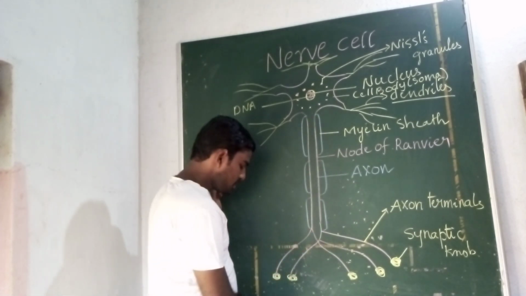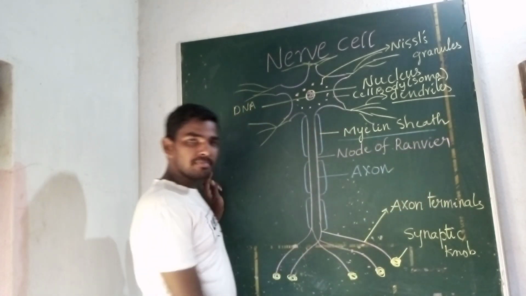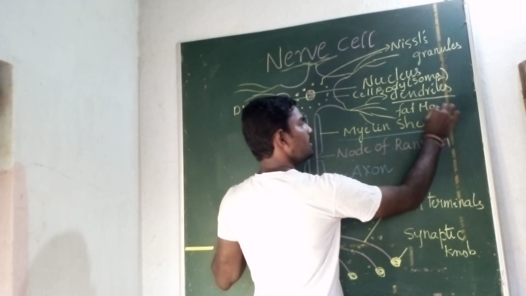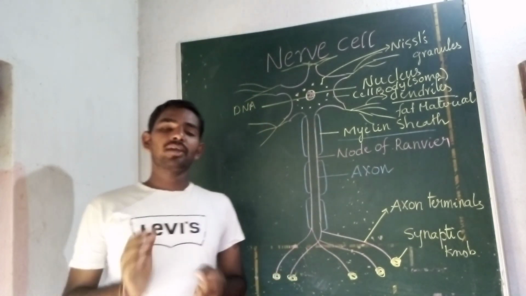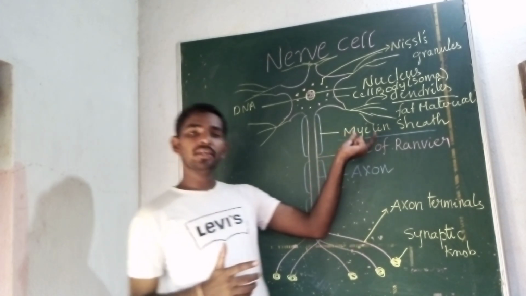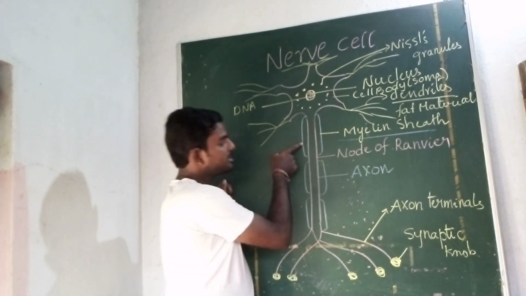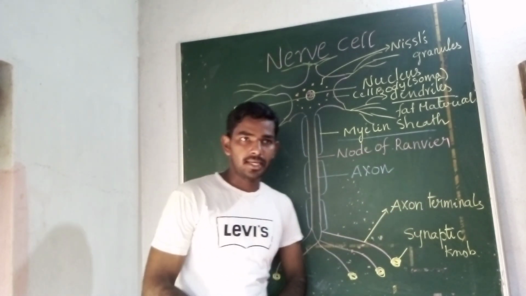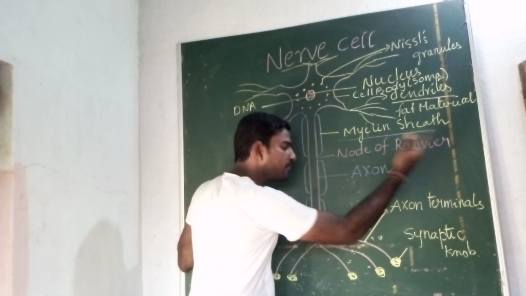These axons are covered by the myelin sheath. The myelin sheath is formed by fat material. All the neurons will not contain the myelin sheath. Those are called non-myelinated neurons. These are myelinated neurons, because of the presence of myelin sheath above the axons. And the space between two myelinated parts, we call the node of Ranvier. So here a small node is present. That node we call the node of Ranvier.